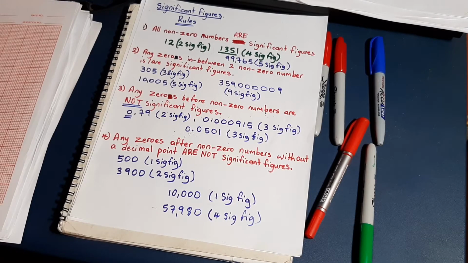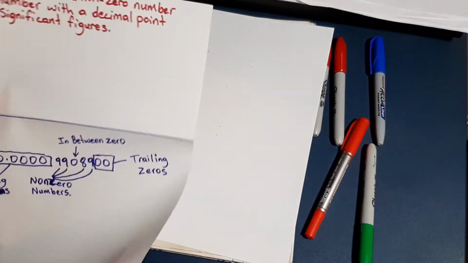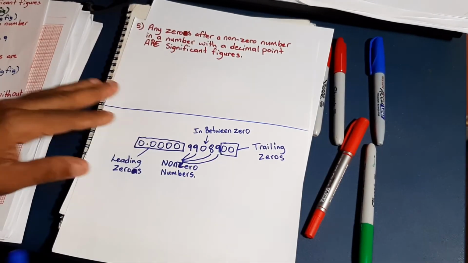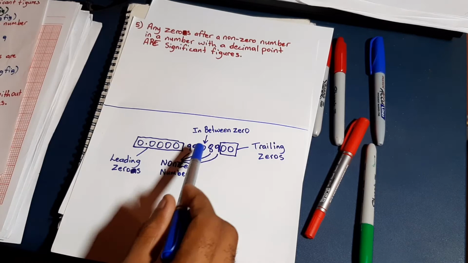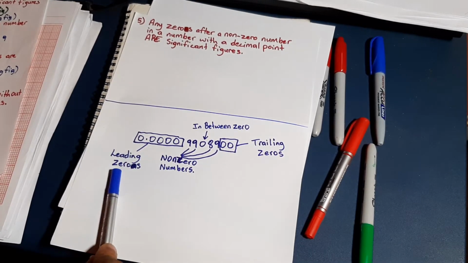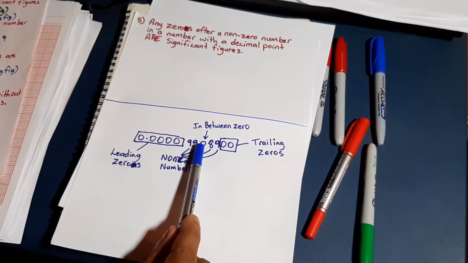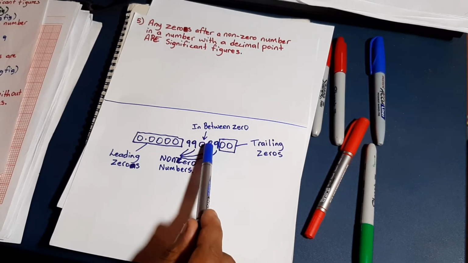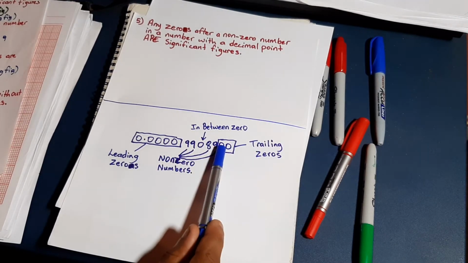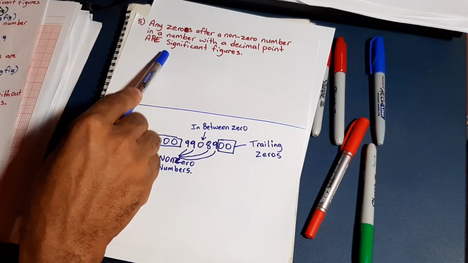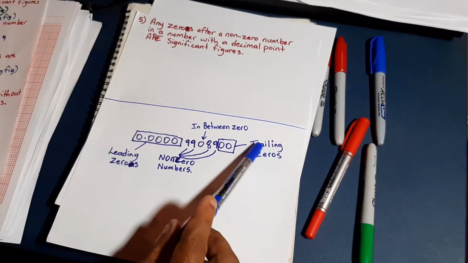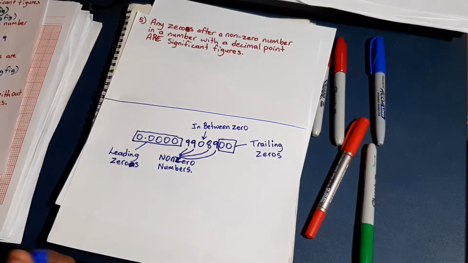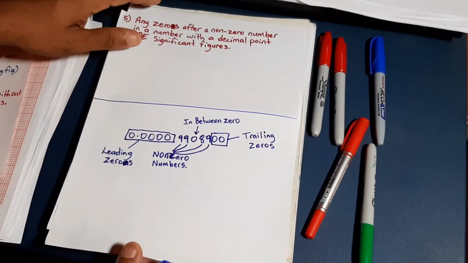Now we have one last rule that we're going to go through. Before we go through the last rule, these would be leading zeros. This would be the 0 in between two non-zero numbers here, and these numbers 9, 8, 9 are non-zero numbers, and the zeros that follow, which relate to the final rule, are referred to as trailing zeros. I think I referred to it earlier on in the video. So let's look at the final rule.